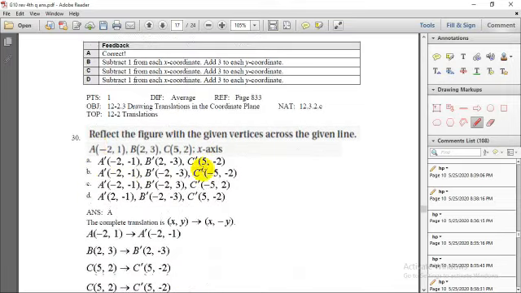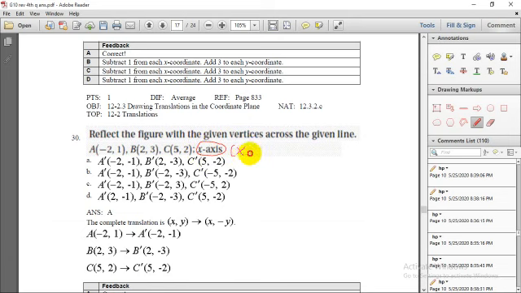Okay, very nice. Here, reflect the figure with the given vertices across the given line x-axis. Do you remember reflection across the x-axis, what is its rule? x and negative y. I'm keeping the x and getting the opposite of the y. Very good. So I'm going to take each point, A, negative 2 and 1. So I'm keeping the x, negative 2, and 1 will be negative 1.